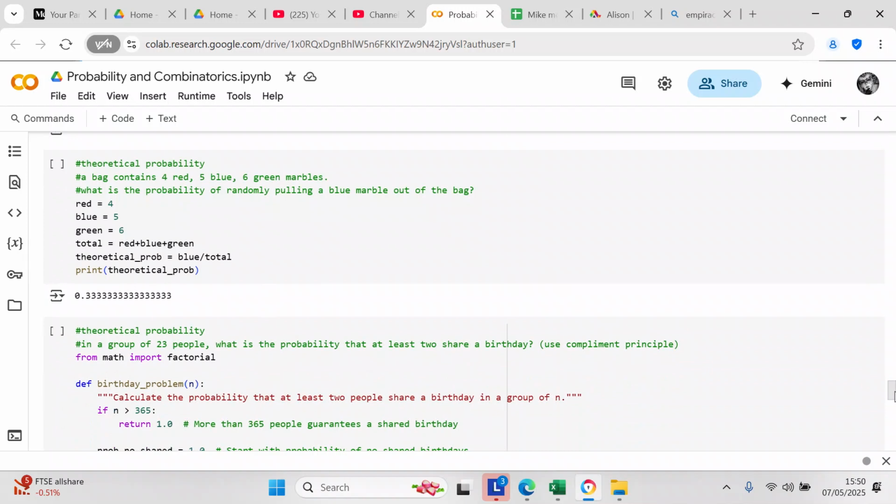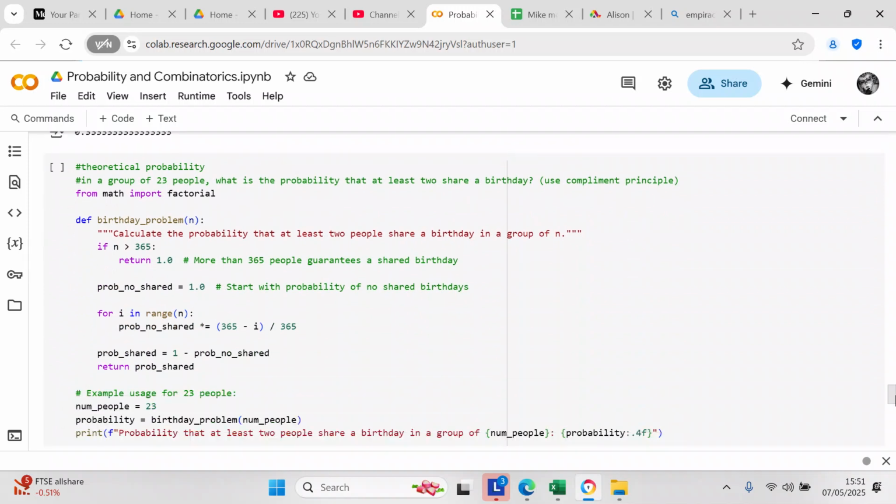The next question we have is, a bag contains 4 red, 5 blue, 6 green marbles. What is the probability of randomly pulling a blue marble out of the bag? So you've got red equals 4, blue equals 5, green equals 6. Total equals red plus blue plus green. Theoretical probability equals blue divided by total, and that's 0.33333.